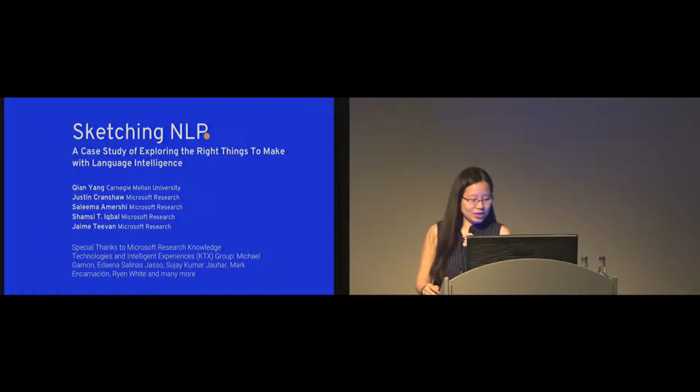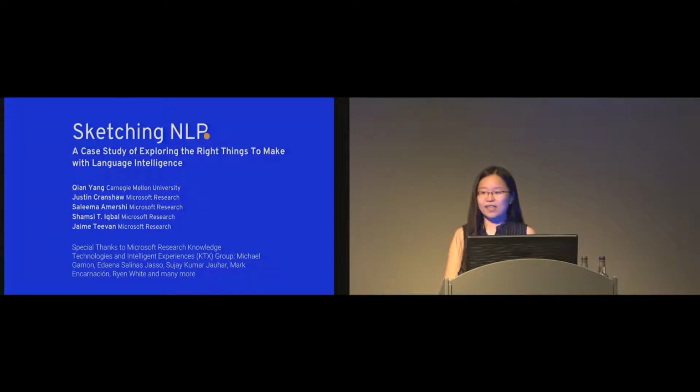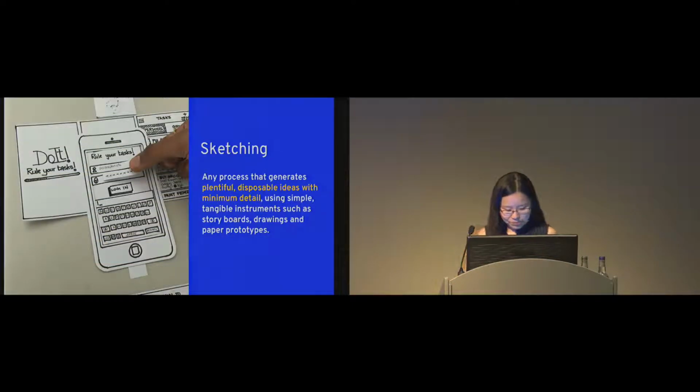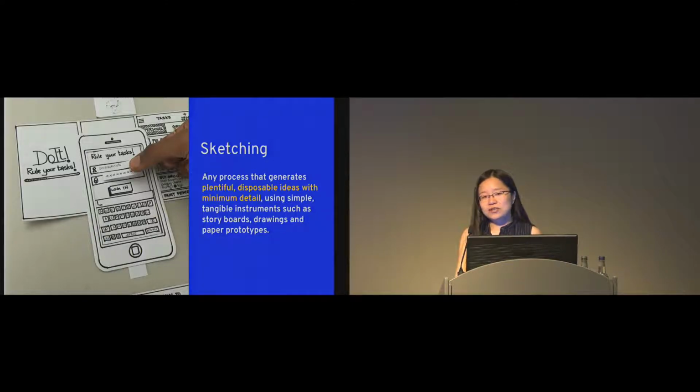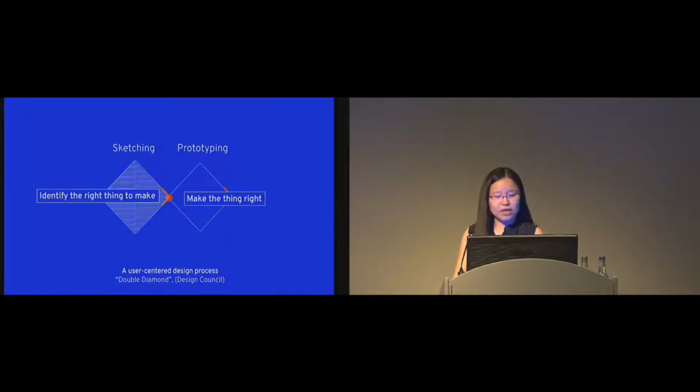So the title of this work is called Sketching NLP. Let me unpack this a little bit. Buxton defines sketching as any design process that generates plentiful, disposable ideas with minimum detail. This is the fundamental practice of any user-centered design process. Designers generate many sketches, paper prototypes, in order to broadly explore the design space and identify the right thing to make before they go on to more high-fidelity prototyping, to make the thing right.